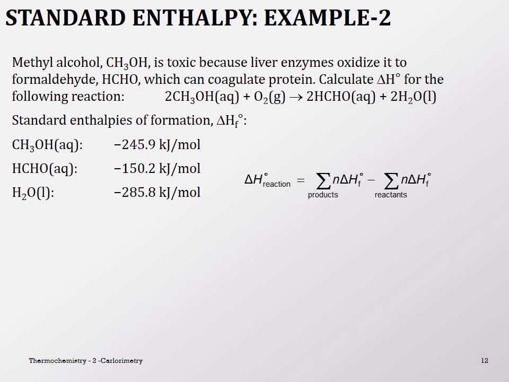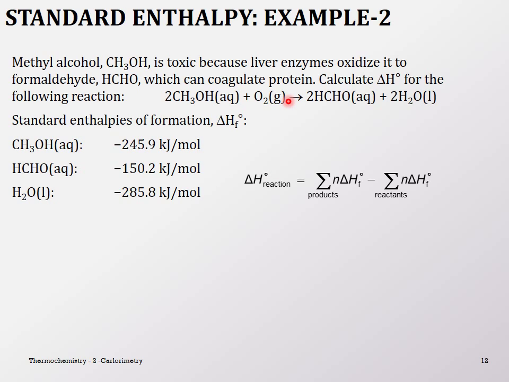Here's another example for the standard enthalpy. And so here is the reaction given to us, and we are asked to calculate the delta H for the following reaction. 2 methanol plus 1 oxygen to give 2 formaldehyde plus 2 water. This is what's given to us, and the standard enthalpies are given to us as well. So see what is missing from here? Yes, figure it out. Oxygen.